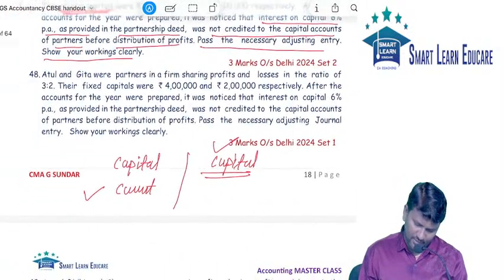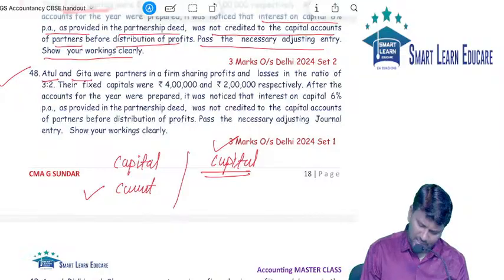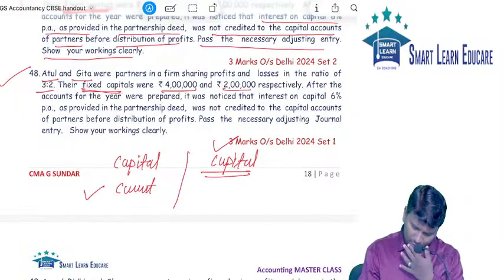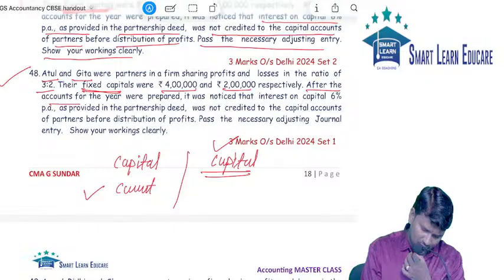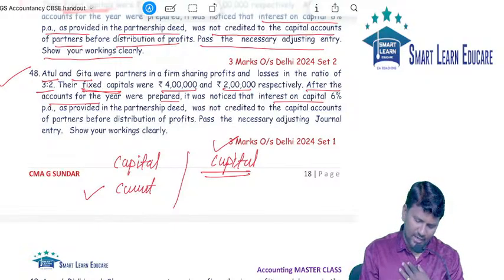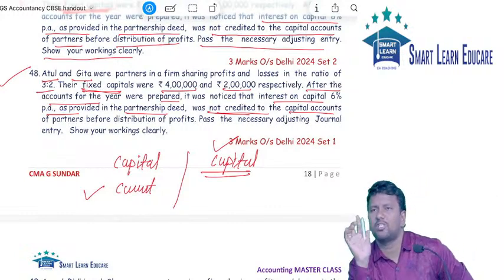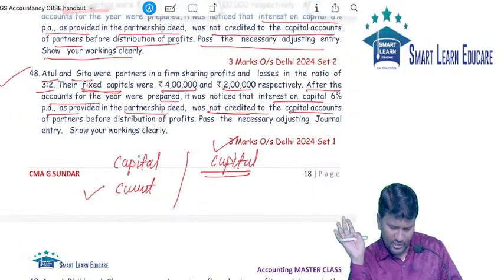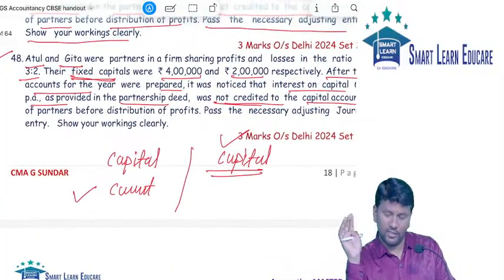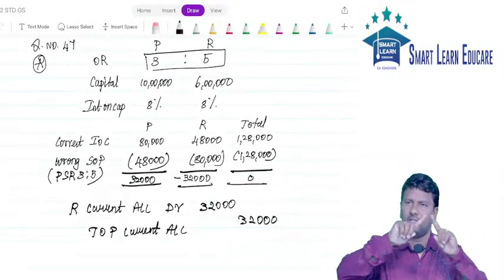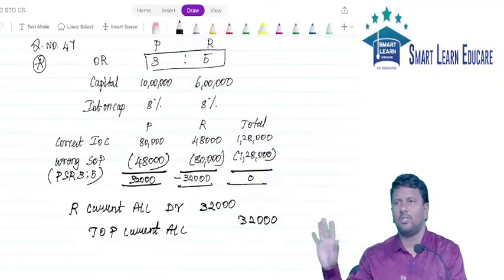Next, question number 48. A and G are partners, profit sharing ratio 3:2, fixed capital. So here also we use the current account. Capital 4 lakh and 6 lakh, 4 lakh and 2 lakh. After the accounts for the year were prepared, it is noticed that interest on capital at 6% was provided but not credited to the partners' capital. Same as the last question. You try it yourselves. It is exactly the last question, only the interest rate and the profit sharing ratio have changed. Send the answer in the chat. First the computation table, the rectification table and past adjustment table, then one journal entry. That's it.